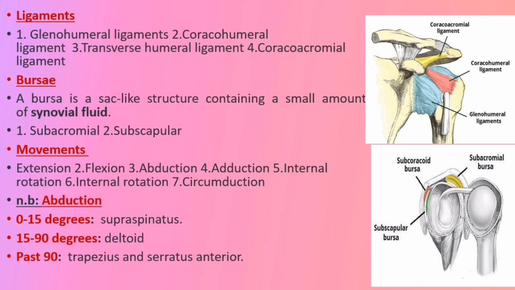Internal rotation: towards the midline, so that the thumb is pointing medially, subscapularis, pectoralis major, latissimus dorsi, teres major and anterior deltoid. External rotation: away from the midline, so that the thumb is pointing laterally, infraspinatus and teres minor. Circumduction: moving the upper limb in a circle, produced by a combination of the movements described above.